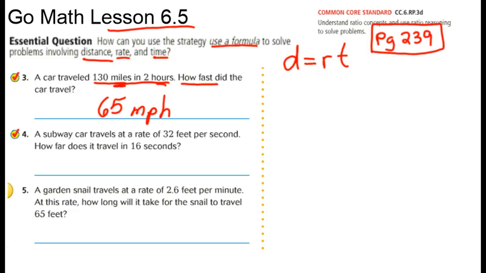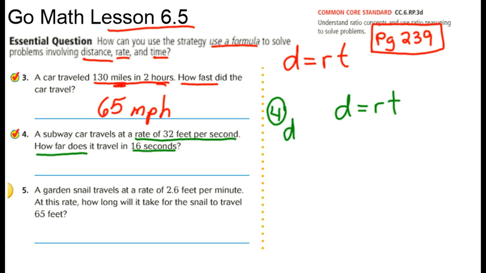All right, now we are going to take a look at question 4. A subway car travels at a rate of 32 feet per second. How far does it travel in 16 seconds? So, question 4. We're going to start with our formula. D equals RT. Formula does not change. We start with that same exact formula every time.